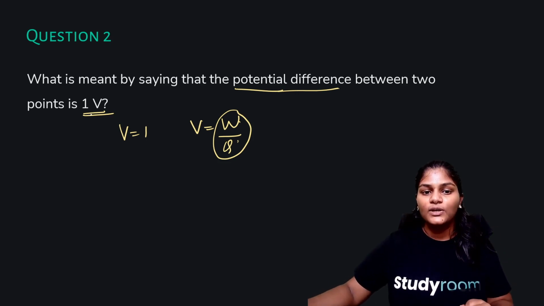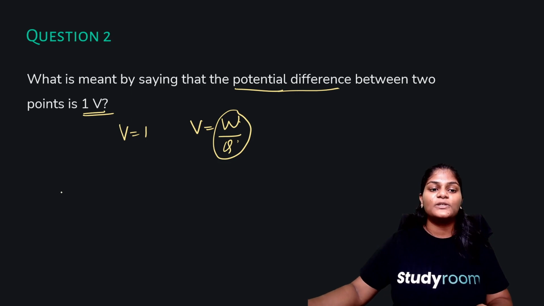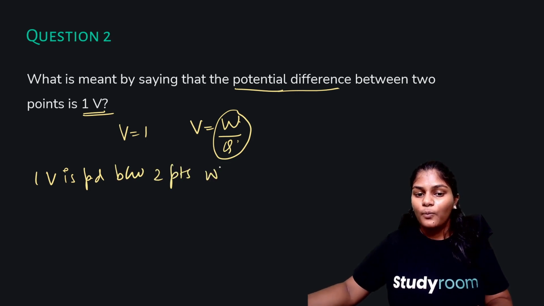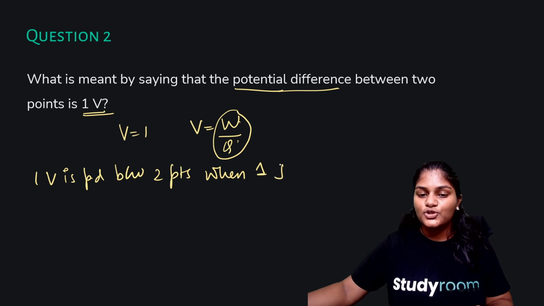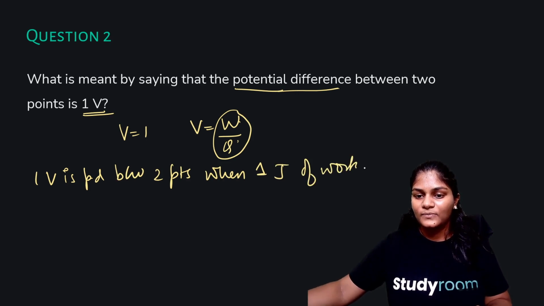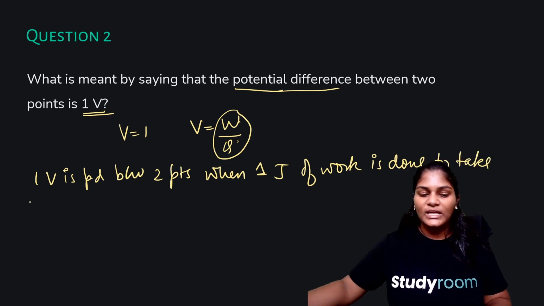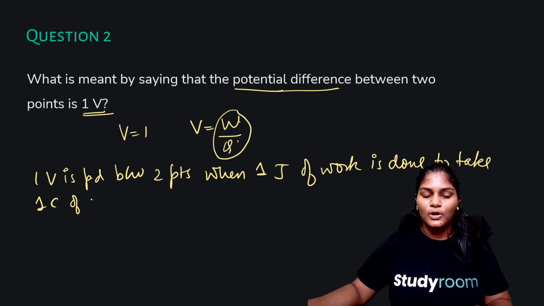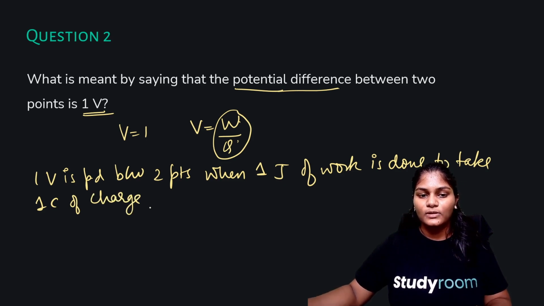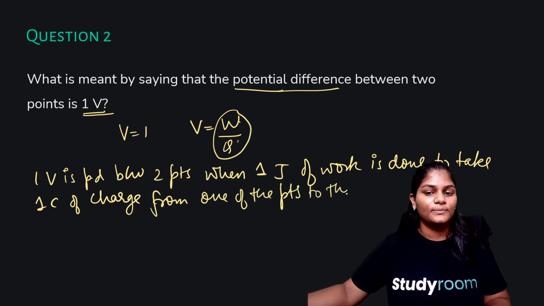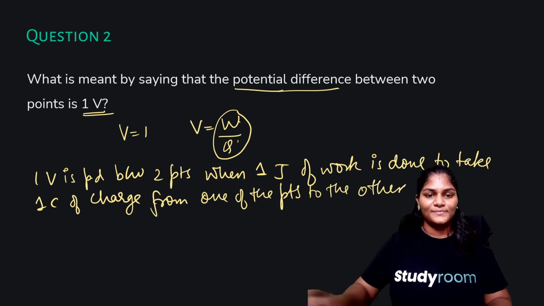So we say that 1 volt is the potential difference between 2 points. You write the whole thing, okay? I write it in short form. Between 2 points when 1 joule of work is done to take 1 coulomb of charge from one of the points to the other. Okay? Great.